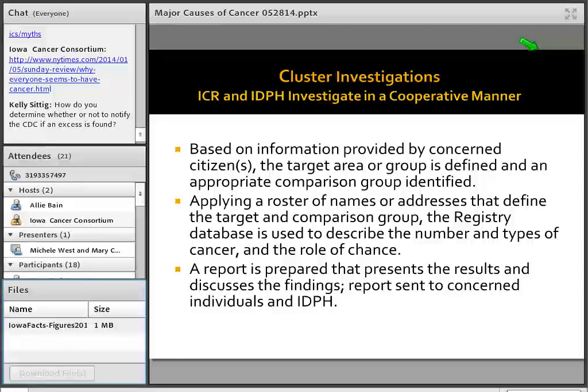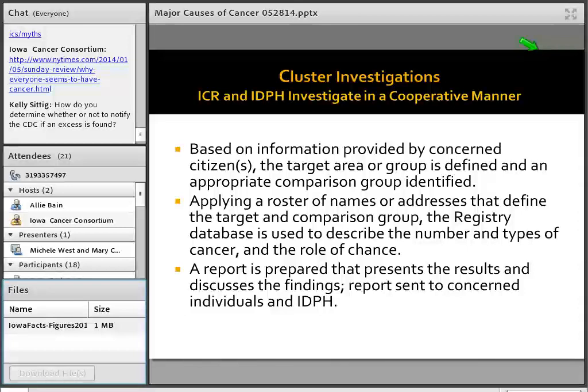Okay, but first off, I just wanted to give you an idea of how a cluster investigation is carried out here at the registry. We work very much hand in hand with the Iowa Department of Public Health. Normally it starts with a phone call or an email to myself or to Dr. Lynch. Normally it's just a concerned citizen who thinks that there is a higher amount of cancer in his particular neighborhood or one family member's area, and they would like us to look into it.